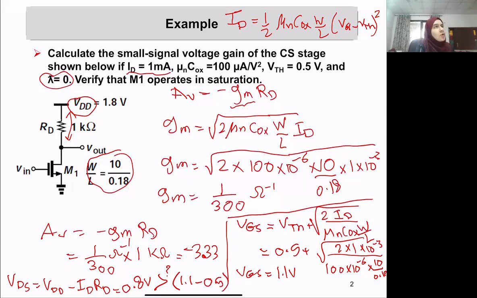So 1.1 minus 0.5 is equal to how much? It is 0.6. So is 0.8 greater than 0.6? Yes, it is indeed. Then this means that the transistor is in the saturation region. Any question on this? So therefore, we're done with this example. If there is any question, I can answer it on this example.